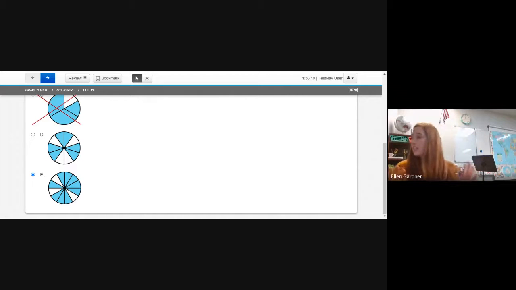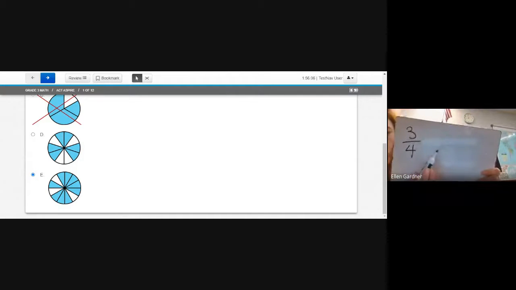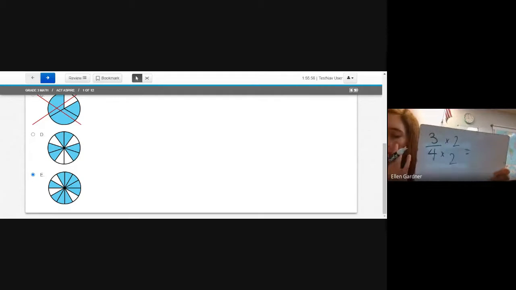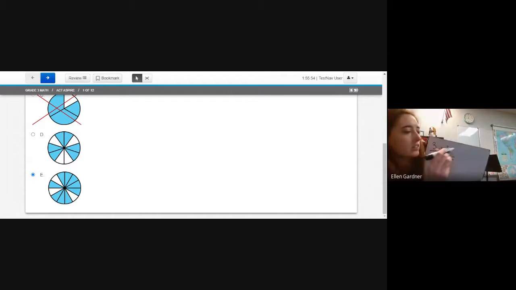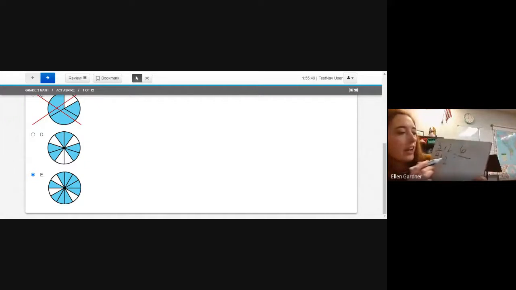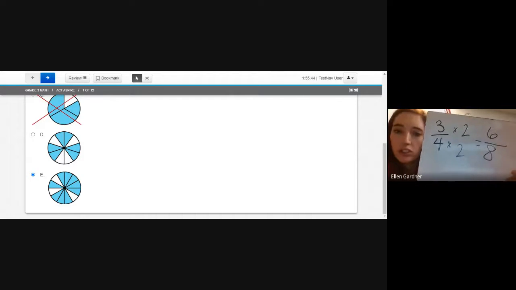If you don't know that yet, it's okay. This might be one that you end up guessing on because we haven't covered that. But just for a brief little overview, for 3/4, if you multiply the numerator and denominator by the same number, it's going to tell you an equivalent fraction. So 3 times 2 is 6. 4 times 2 is 8. So that's why Arima said 6/8 is equivalent.